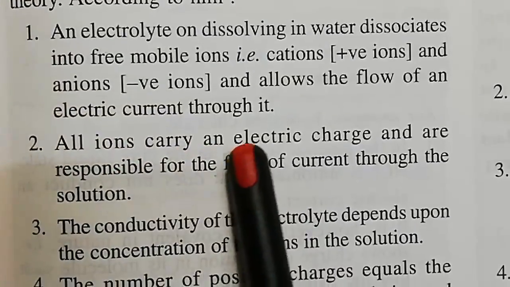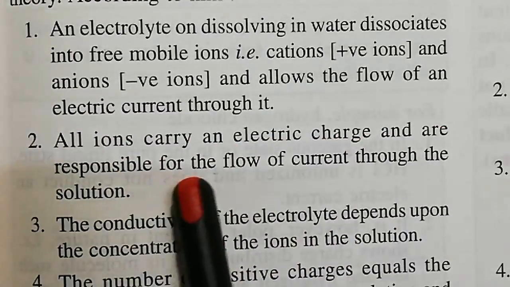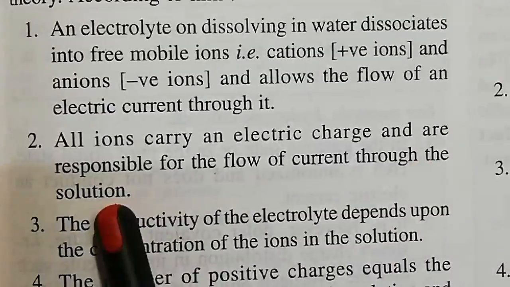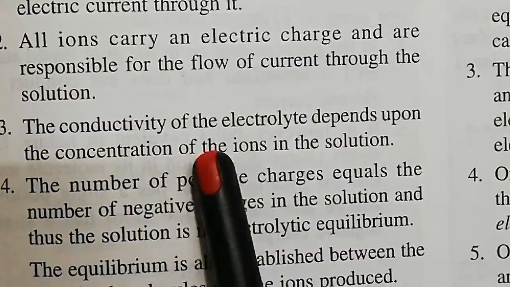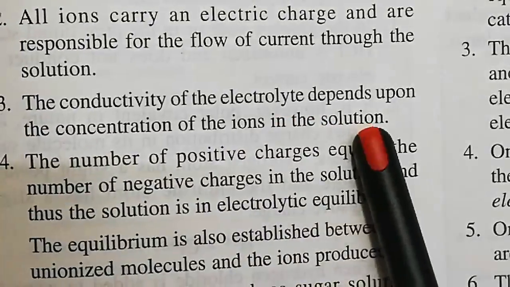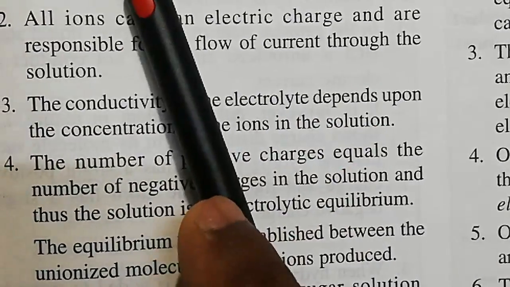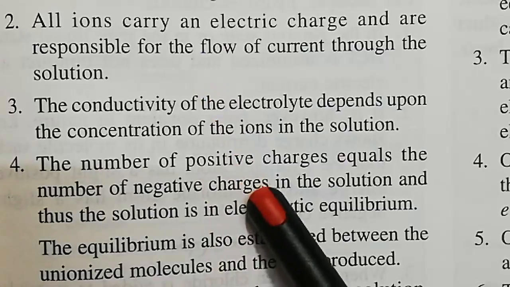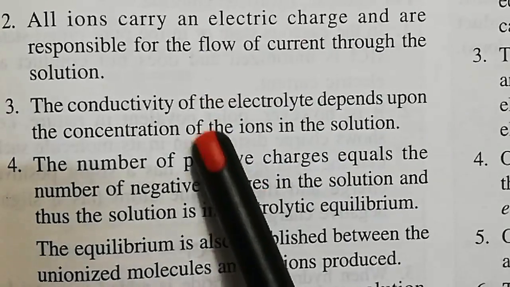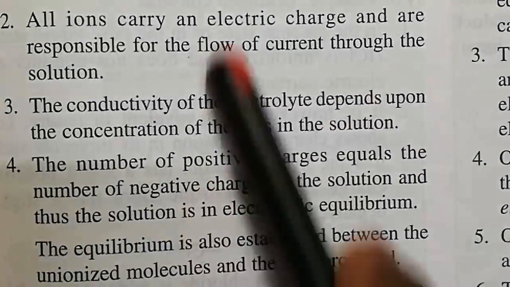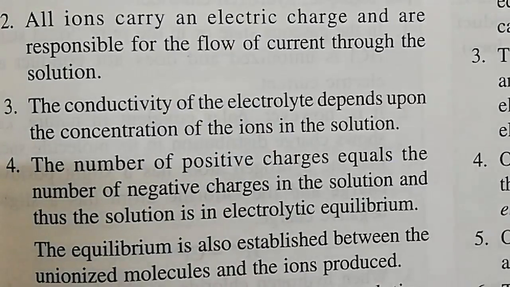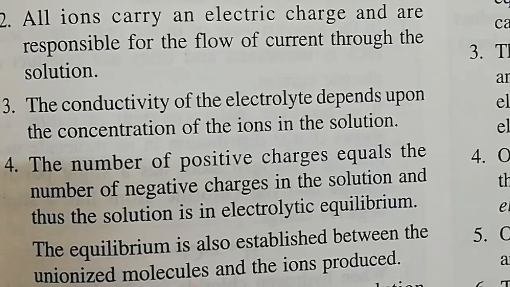All ions carry an electric charge and are responsible for the flow of current through the solution. The conductivity of the electrolyte depends upon the concentration of the ions in the solution. So some basic understanding and some basic concepts are given regarding electrolytic dissociation, and you just read all this. Hopefully you will understand, and if not, definitely knock me here.